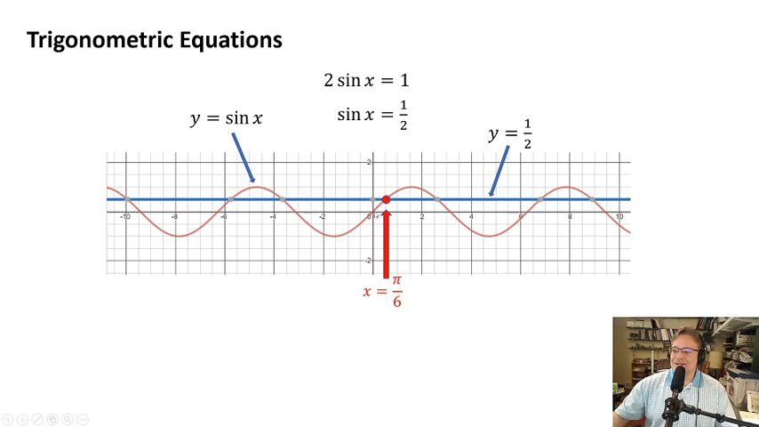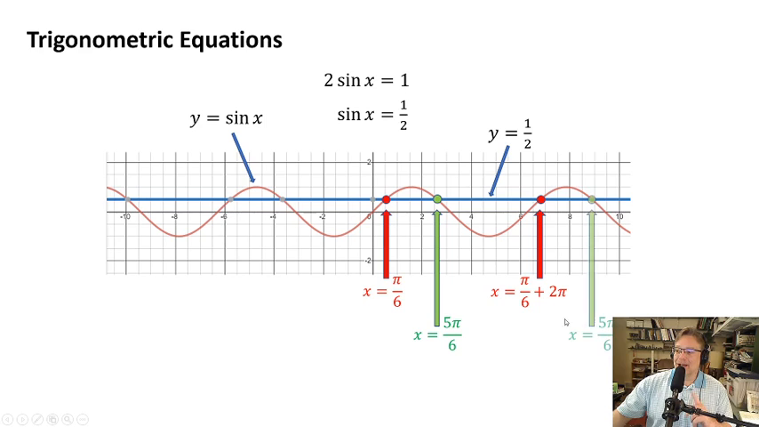And so in addition to x is equal to pi over 6 and x is equal to 5 pi over 6, the period of the sine function is 2 pi. And so we can add 2 pi to this here. And so we have another instance of a solution here at pi over 6 plus 2 pi, as well as another solution over here at 5 pi over 6 plus 2 pi.